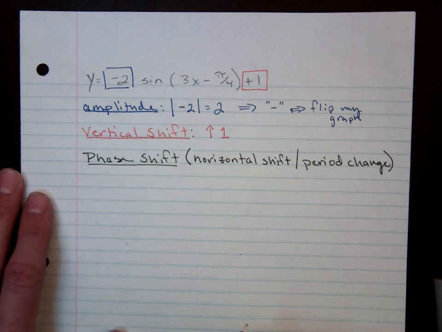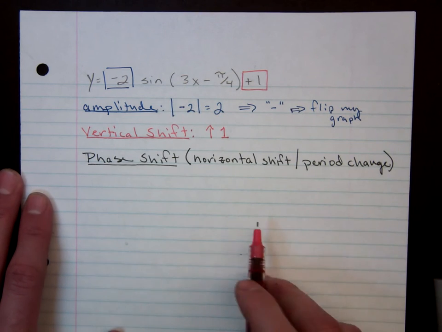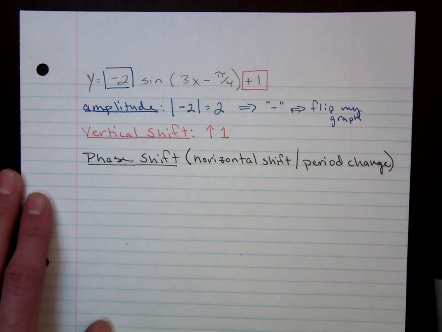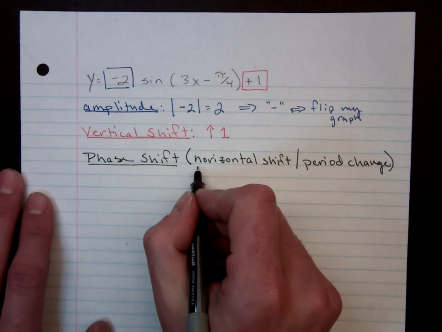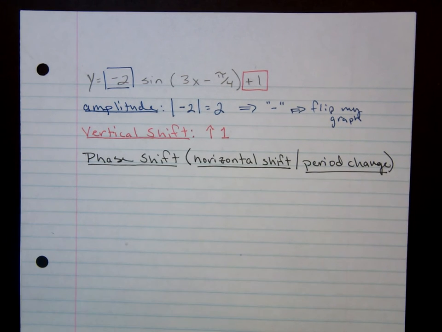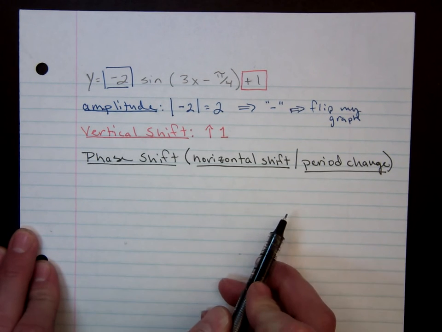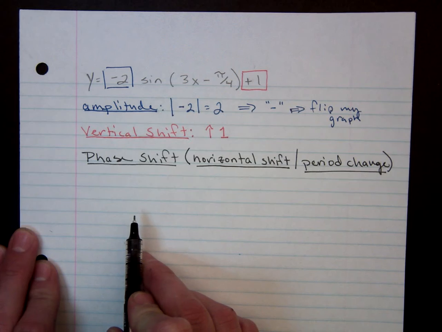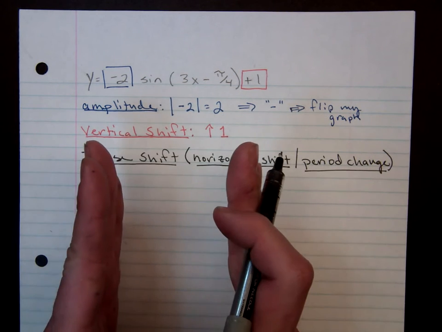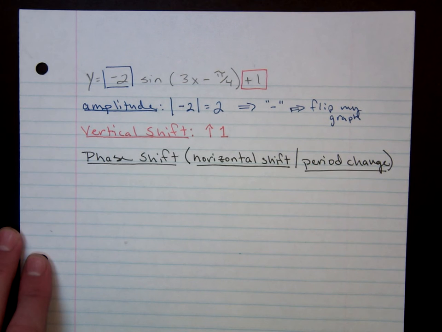The next piece is going to tell me basically two things. It's going to tell me my horizontal shift, so how much I go to the left or right, but it's also going to tell me how much my period is going to change. In other words, it's going to tell me how skinny my graph is going to be, or how wide my graph is going to be. You can almost think of an accordion when you think of these trig functions in that way.